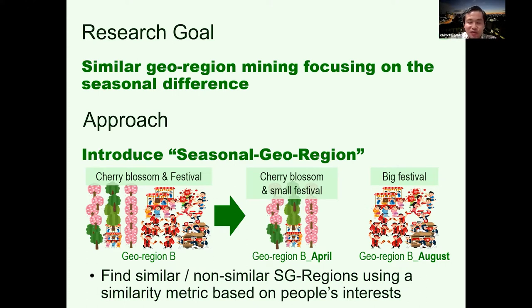So based on this concept, we try to find similar, or it could also be non-similar, because you might not want to go to a certain place. So we find similar or non-similar seasonal geo-regions using a similarity metric based on people's interests.